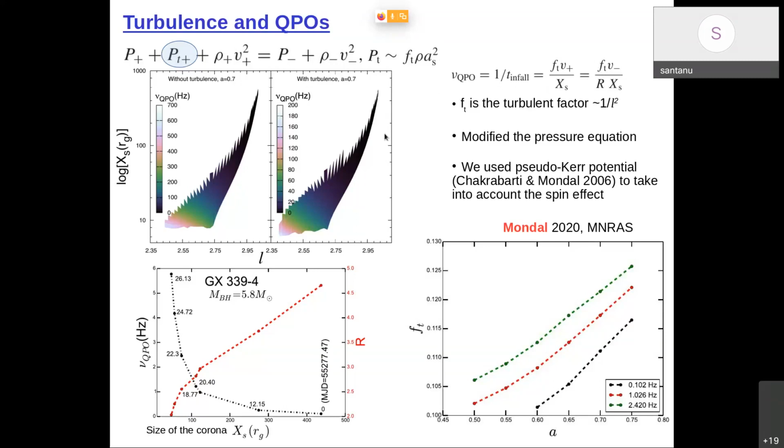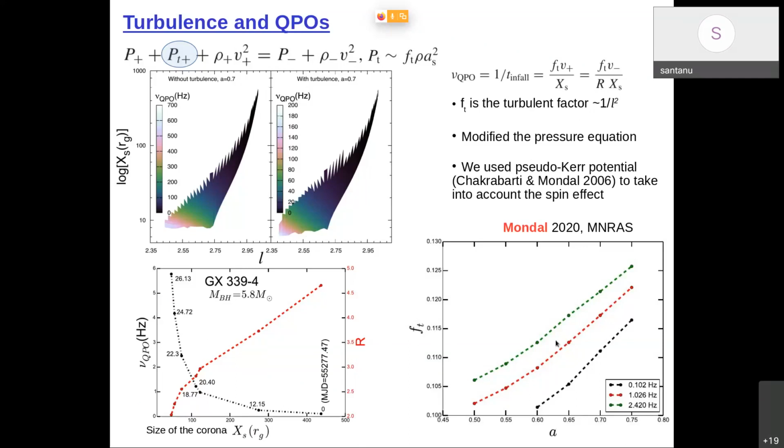Also, in this case, we consider the spin of the black hole to be around 0.7. We did not do any GR calculation. We have considered only pseudo-Newtonian and pseudo-Kerr potential to understand the observation. So we applied this solution to GX 339-4, and we found that the QPO frequency matches well with the observed frequency, and on the right axis of this figure, the red line shows the shock compression ratio variation, and this is basically the QPO frequency variation with shock location, as these are the two main parameters, Xs and R.